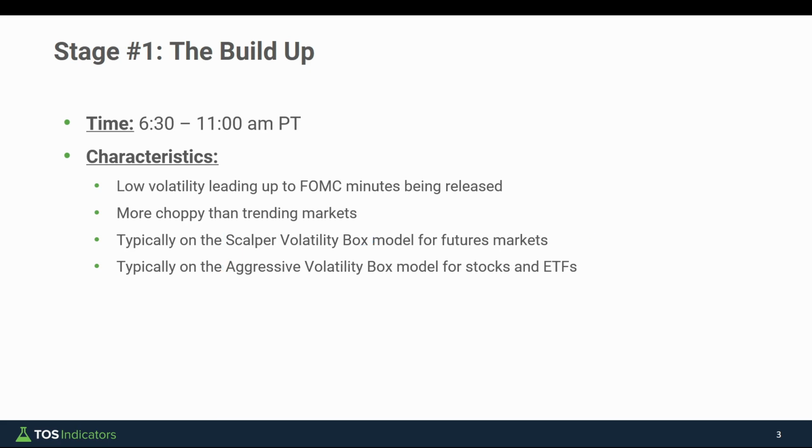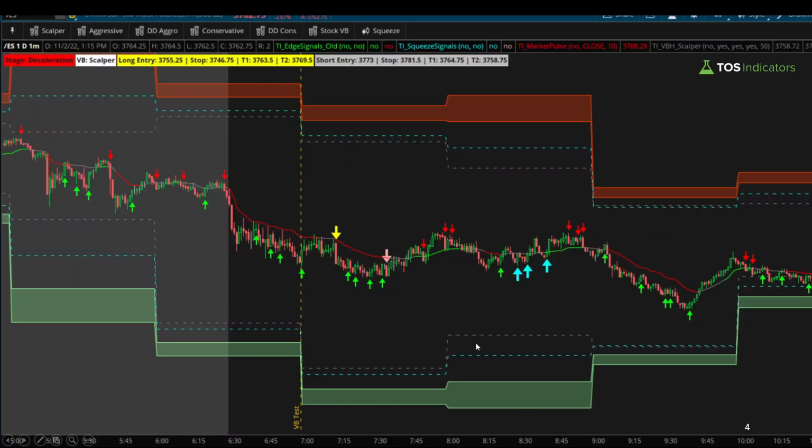Now let's take a look to see how stage 1 looked like with today's activity. So here I have a chart of the S&P 500 futures. We're on the scalper volatility box models, and what you should notice is leading all the way from 6:30 till 11 a.m. Pacific, that's shortly after where we see on our charts here, we have price action really just chopping around sideways well inside of even the scalper volatility box models clouds. This gives you an idea that we have very little volatility in the day. The market is really just waiting. It's anticipating that volatility to spike up, and for the most part, we tend to go down, we tend to go up. It's a whole lot of chop, very little trend.